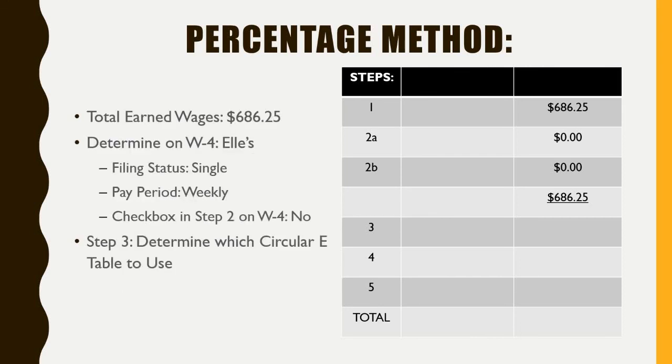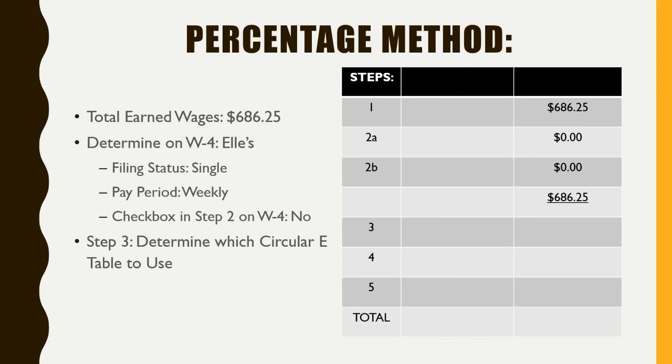So now we're on step three, where we need to figure out what her tentative federal tax withholdings are going to be. This is where we're going to need to use her W-4 form. What was her filing status? In this case, she's a single woman.